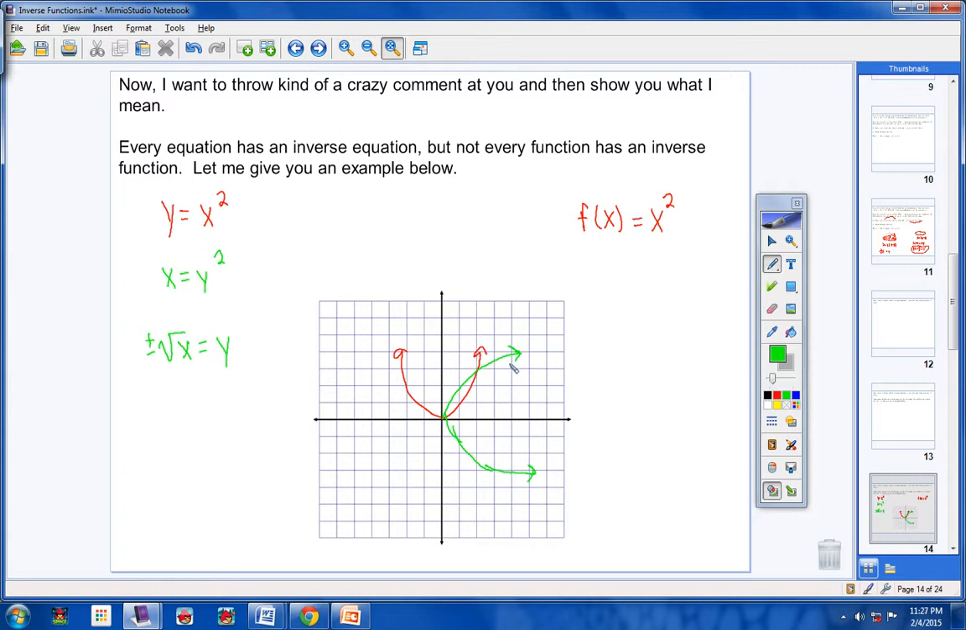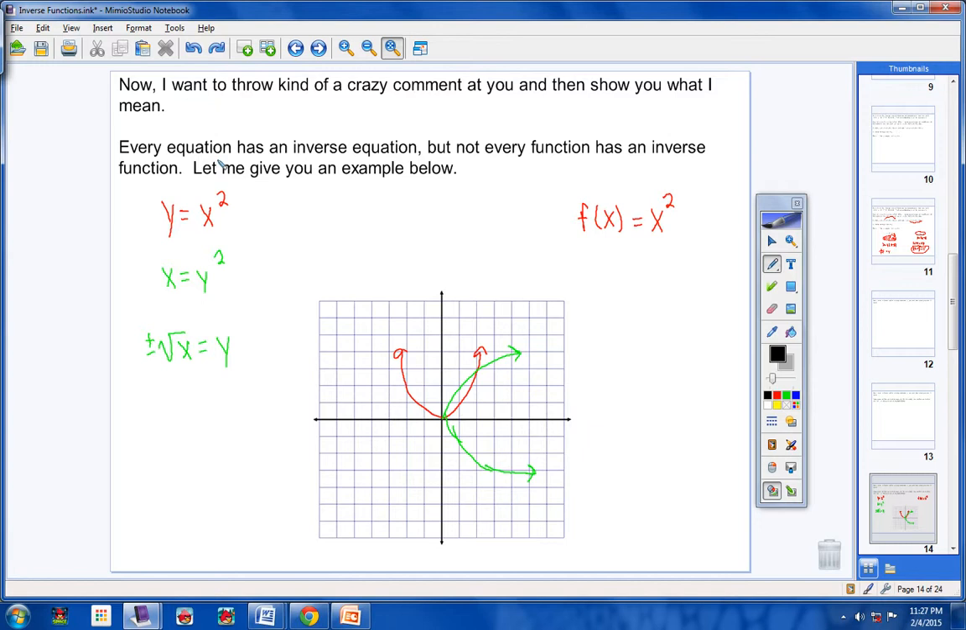Now, notice that this green graph is not a function. Let me say that again. Notice this green graph is not a function. It's not, Mr. Earhart, no. Vertical line test. That's not a very good vertical line, but you get the point. If there's anywhere you can draw a vertical line on this green graph in such a way that it intersects the green graph more than once, then it's not a function, okay?